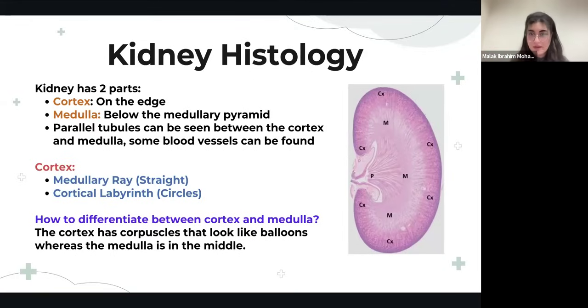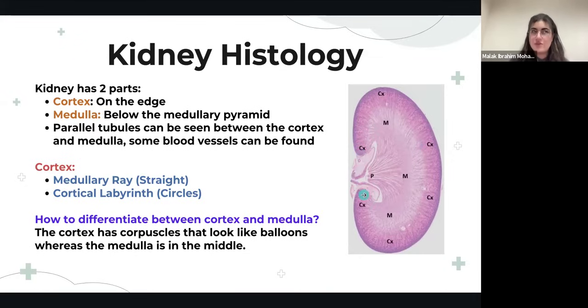So the medullary rays, from the name rays, like sunshine, they're very straight, okay? Your cortical labyrinth, because they're a labyrinth, right? So they're a maze, and they're all just a labyrinth. Everything is within each other. It's a bunch of circles, okay?